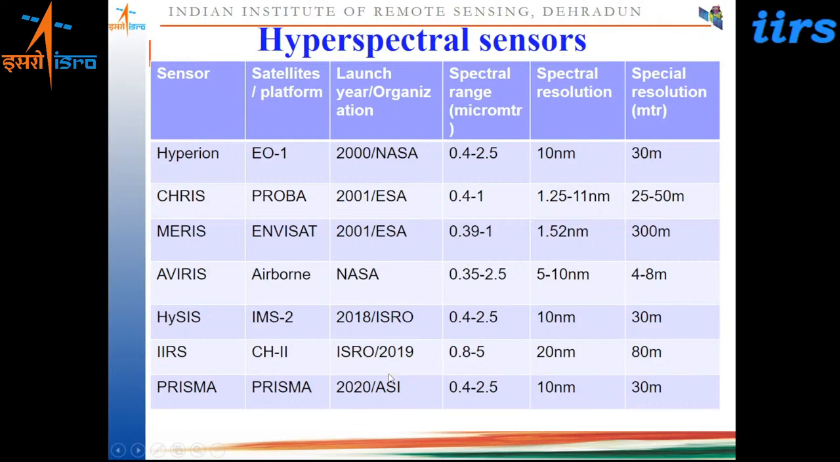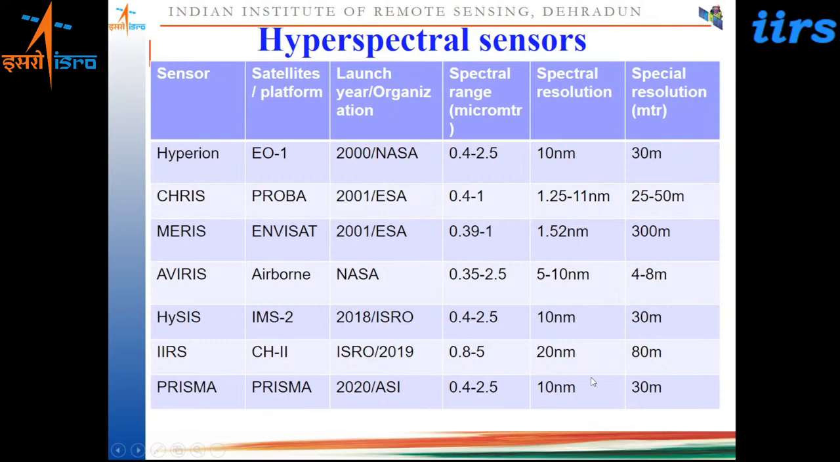For hyperspectral studies, for geological applications or any other application, you can register, and this PRISMA data can be downloaded. This IIRS, what we are talking about over here, is basically the Chandrayaan 2 onboard sensor, and it is also a hyperspectral sensor.